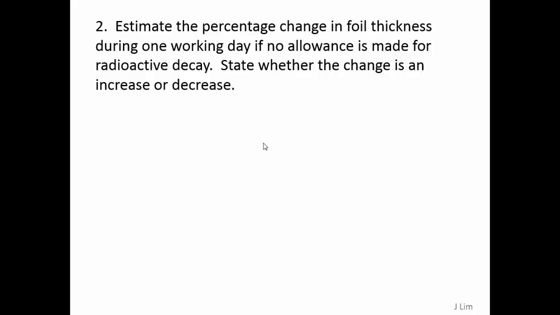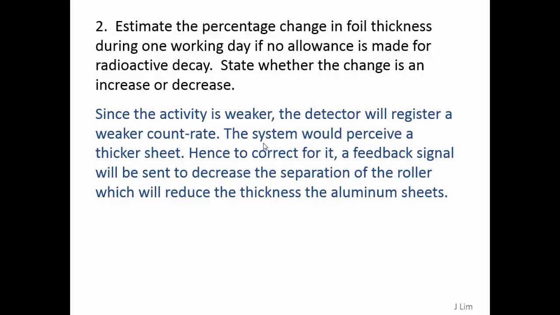Estimate the percentage change in foil thickness during one working day. If no allowance is made for radioactive decay, state whether the change is an increase or decrease. Since the activity is weaker, the detector will register a weaker count rate. The system will perceive a thicker sheet. Hence, to correct for it, a feedback signal will be sent to decrease the separation of the rollers, which will reduce the thickness of the aluminum sheets.